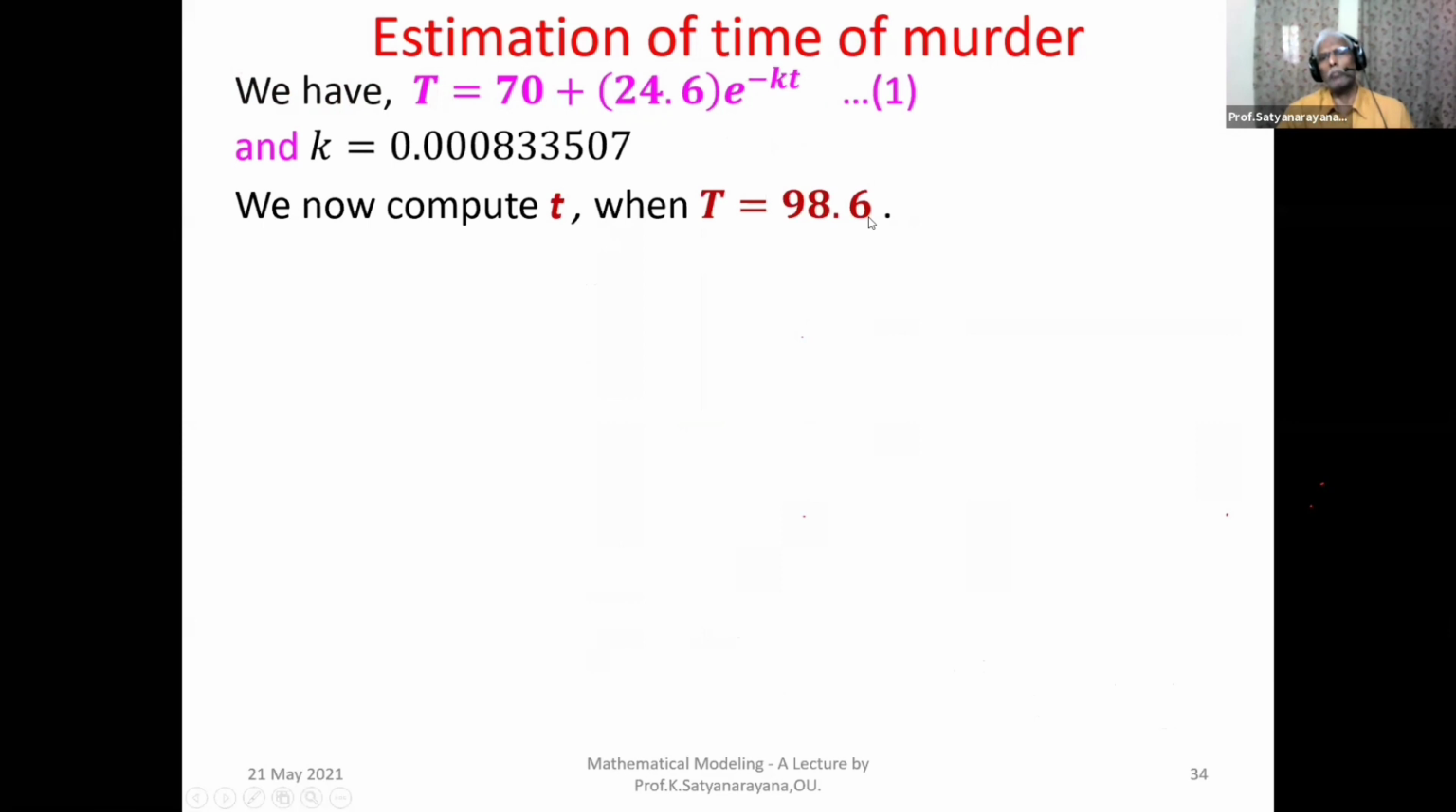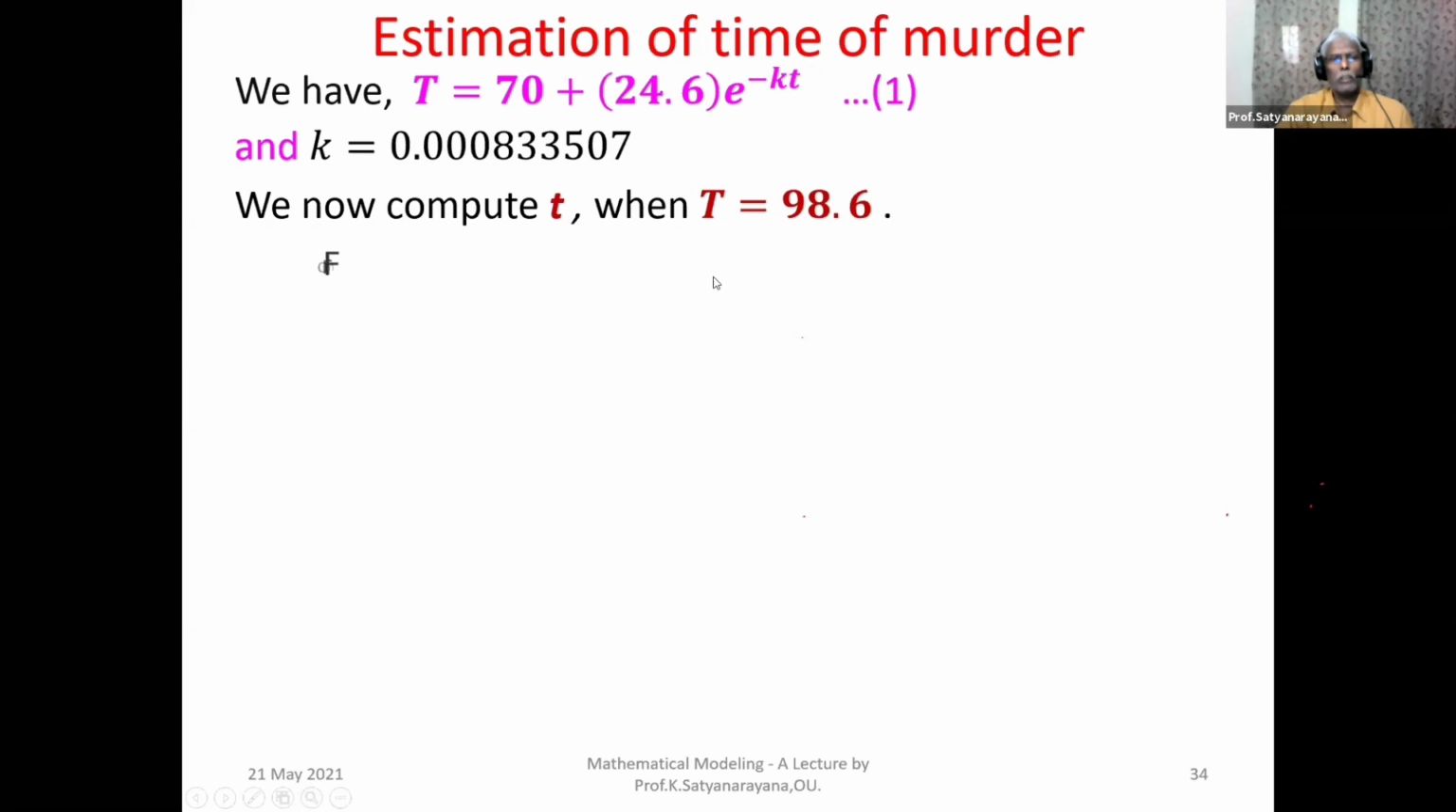That means we are saying that at the time of stabbing, the man is alive and his temperature is 98.6 degrees. And we want to ask, what is that time t when the temperature of the body is 98.6? So you are calculating the time in reverse manner, from 11:30 backwards. Therefore, the answer expected is negative.